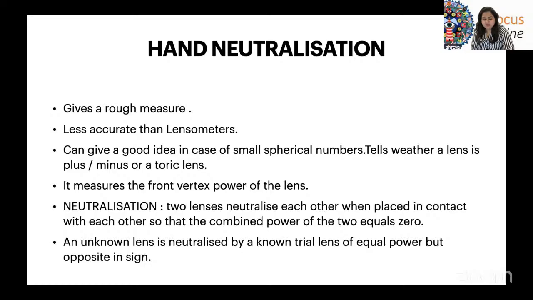It basically measures the front vertex power of the lens. By neutralization, what we mean is that two lenses will be said to be neutralizing each other when the combined power of the two equals 0. So the lens that we'll be using for neutralization will be of the same power as the lens that we are trying to know the power of, but the sign will be different.